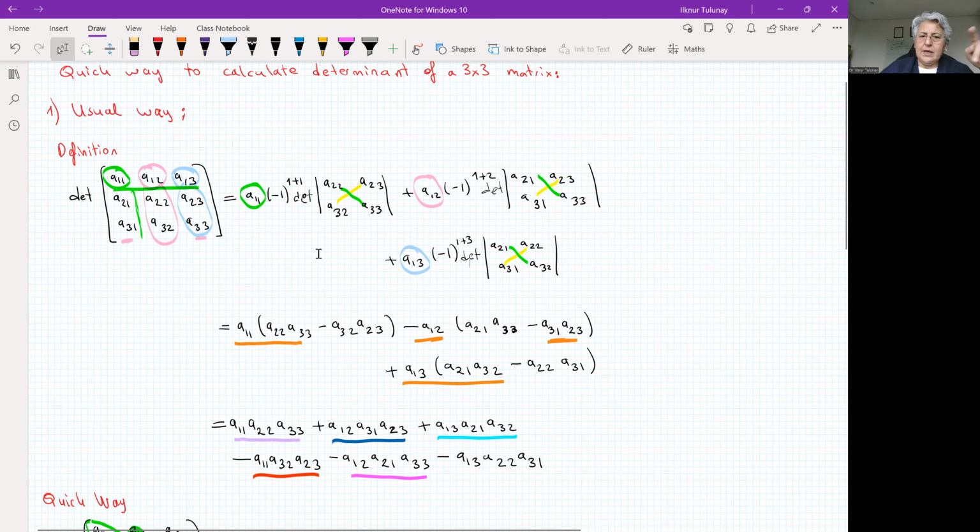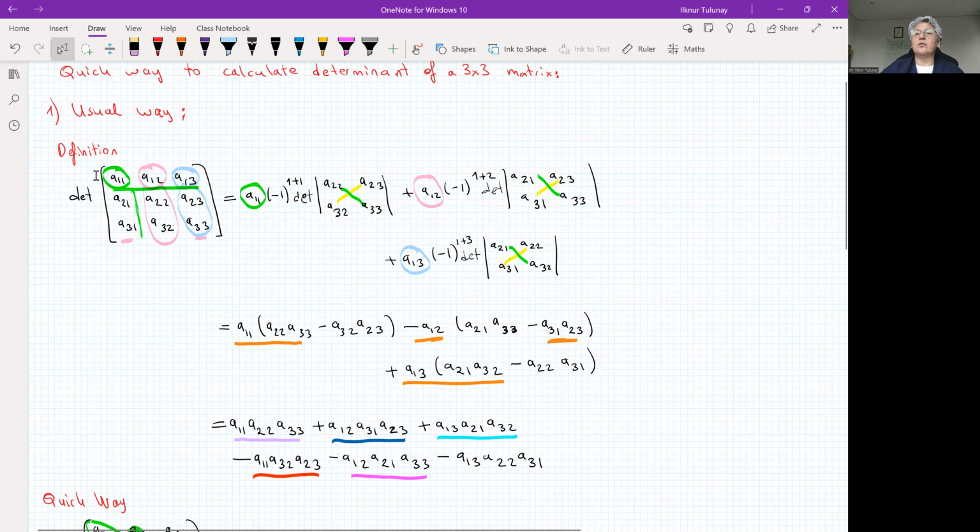Plus A13, that entry. This entry is the first row, third column. So this is -1 to the power of the position, the first row, third column. This is why we have 1 plus 3 here. And then the determinant of the minor, that is when we remove the first row and the third column, whatever is left here: A21, A22, A31, A32.